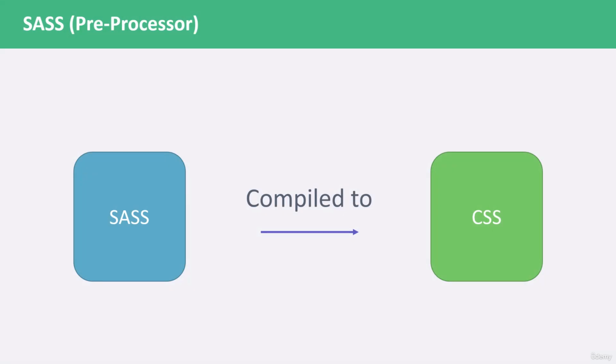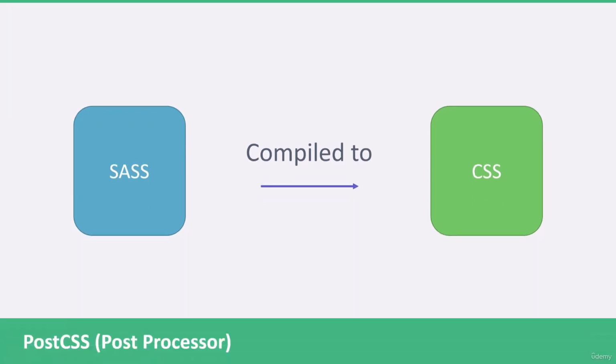SASS is a preprocessor language because it's a language that gets compiled into CSS. It's because browsers don't understand SASS code. There are dozens of preprocessor languages available, like Less or Stylus. In the end, they all get compiled to CSS.